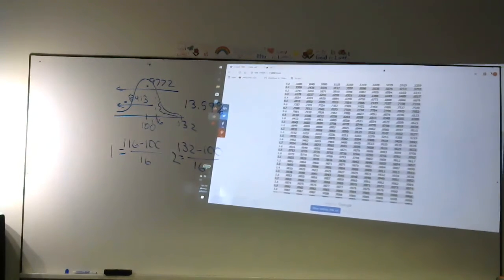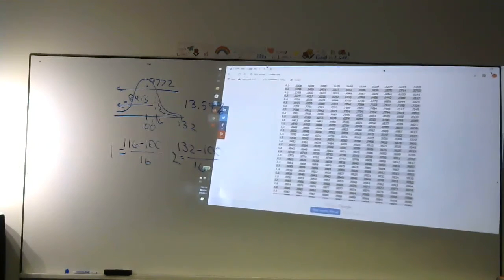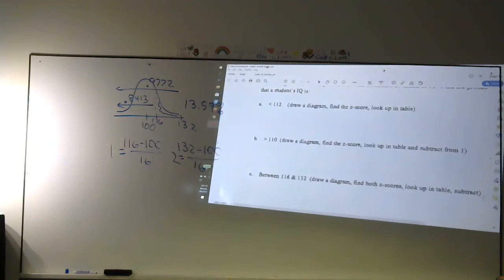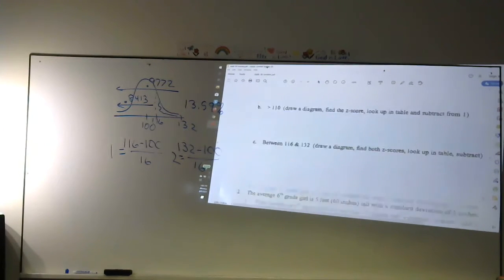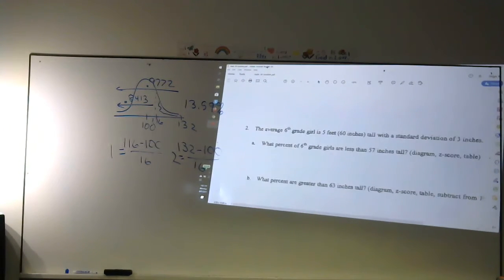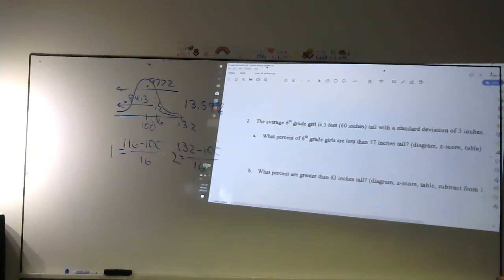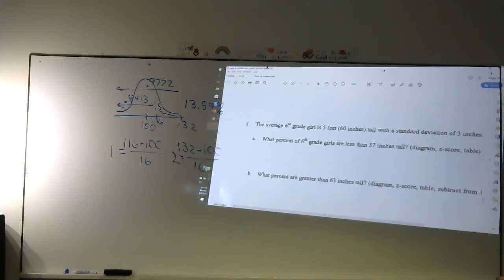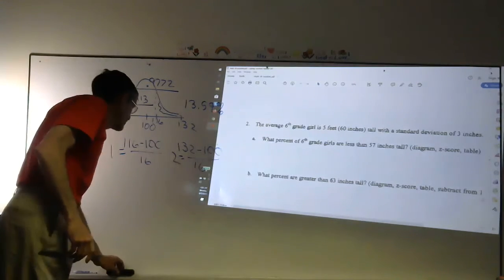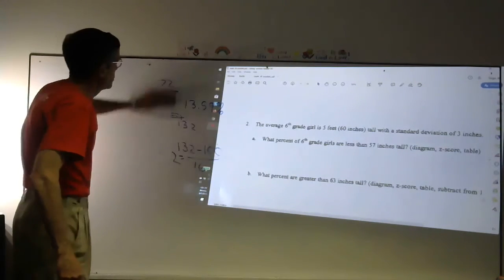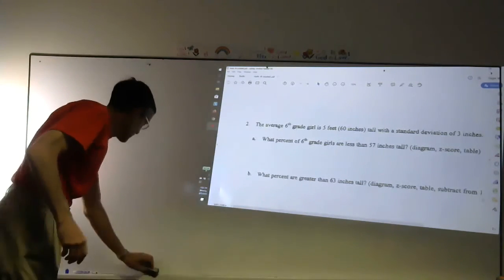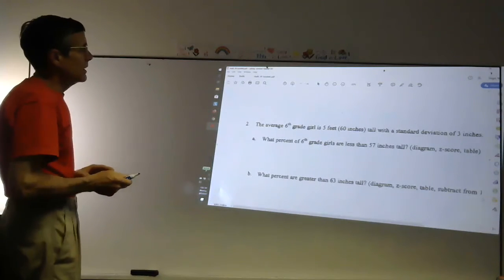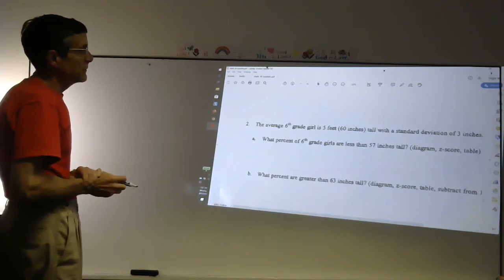All right, see if I can go back without losing it. And what happened to my cursor? There it is. All right, so let's go down to problem 2. Okay? The average 6th grade girl is 60 inches tall with a standard deviation of 3 inches. Okay? What percentage of 6th grade girls are less than 57 inches?